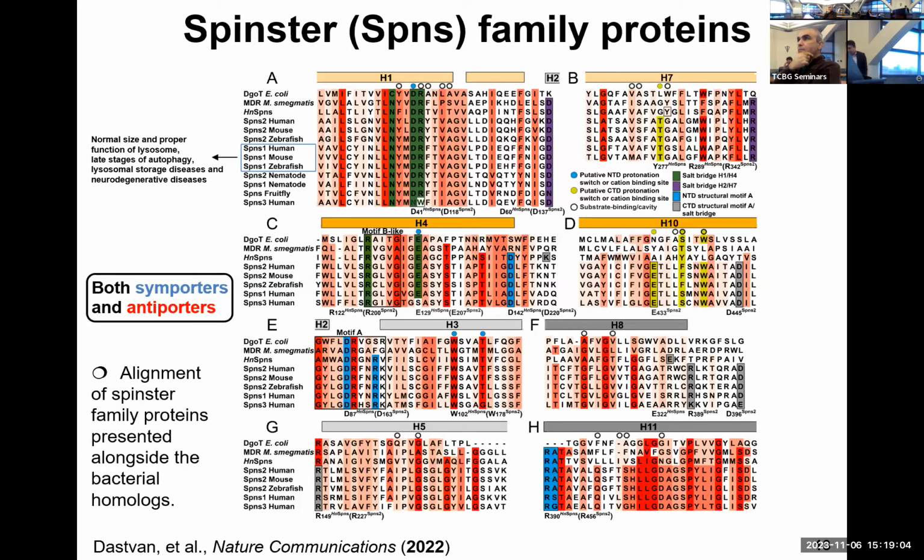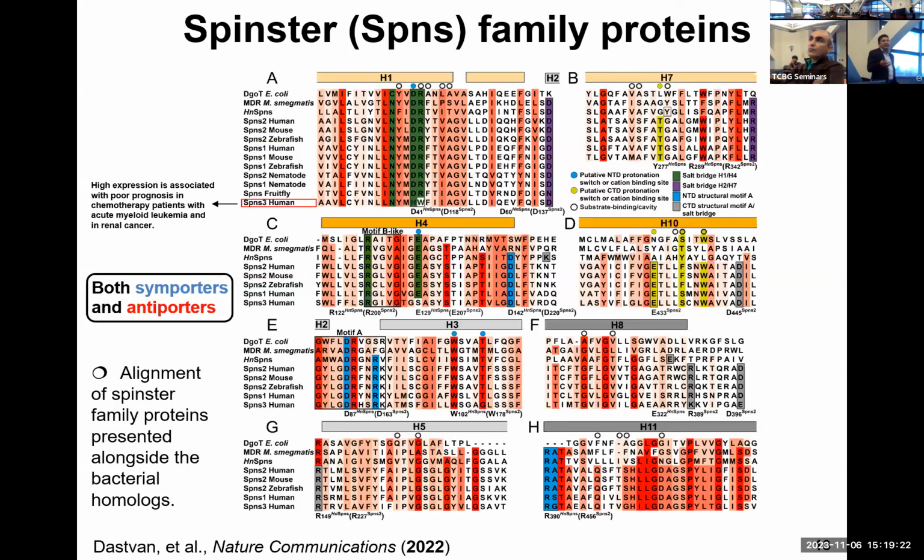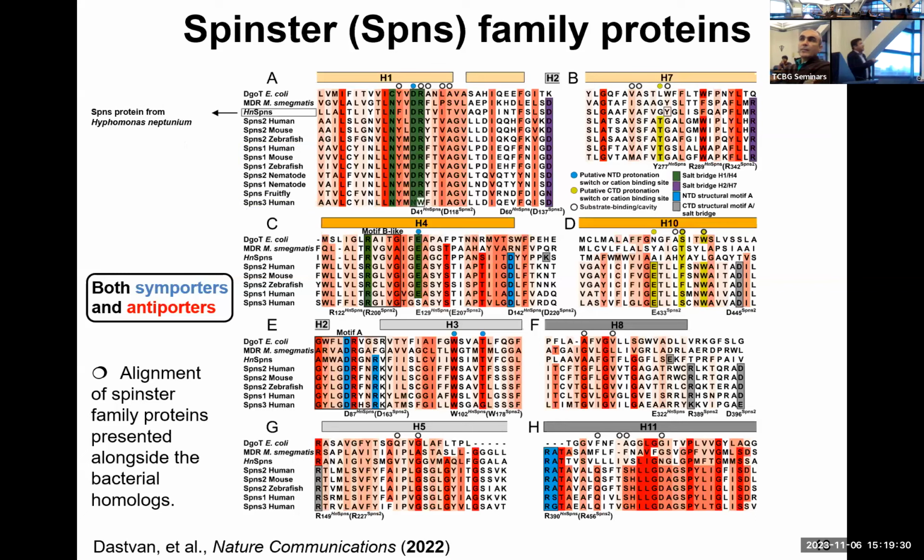For instance, Spns1, which is located in the lysosomal membrane, is a proton lysophosphatidylethanolamine symporter, which basically uses the pH gradient across the lysosomal membrane. And Spns3, which we think is a multi-drug antiporter, though we still don't know, but it seems that it's a multi-drug antiporter. HnSpns is a bacterial homolog from Hyphomonas neptunium that, at the time that we started the project, was the only one with a crystal structure available.